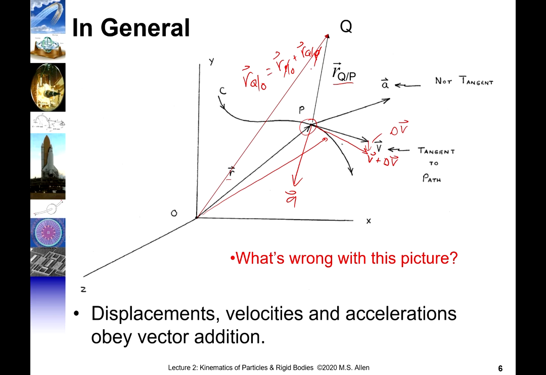So we'll use that a lot. So that's an example for displacement. The same is true with velocities. If a particle has velocities in two directions, we have velocity vectors in two directions, we can add them up to get the total velocity of the particle. So all these things obey vector addition.